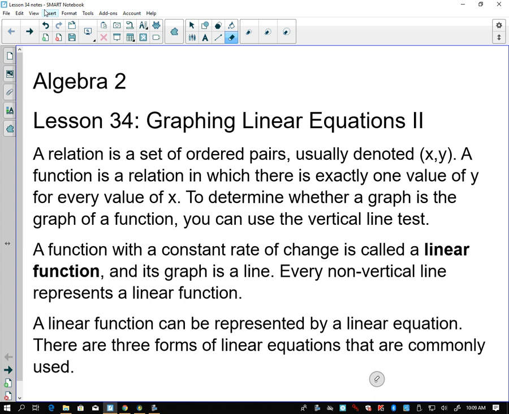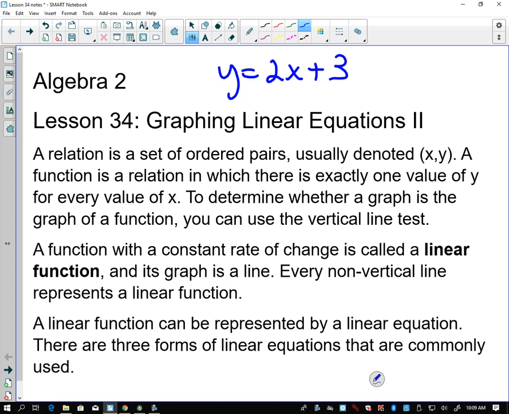A function with a constant rate of change is called a linear function. All right, say we had something like y equals 2x plus 3. Okay, that's a linear function. What is the rate of change there? Does anybody know? How could we represent rate of change? All right, let's talk about rates. A rate would be something like miles per hour, dollars per gallon, calories per ounce.